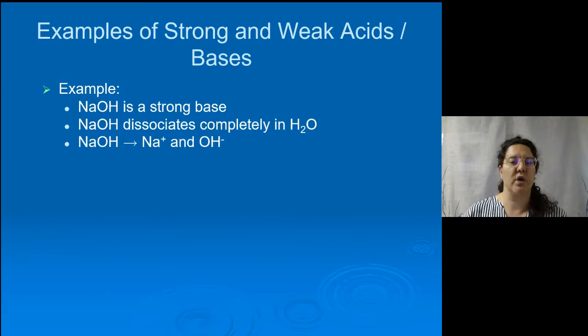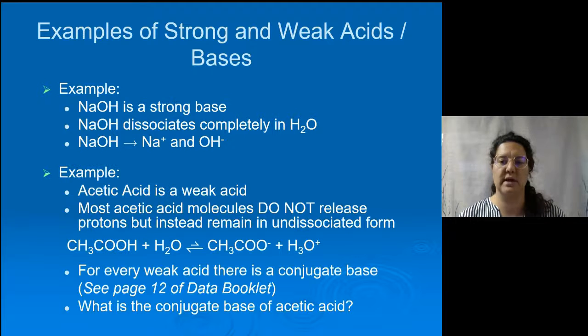Some strong bases are sodium hydroxide, which dissociates completely in water and becomes sodium ions and hydroxide ions. Acetic acid is a weak acid where most acid molecules do not release protons but remain in the undissociated form. So they'll still be acetic acid molecules.